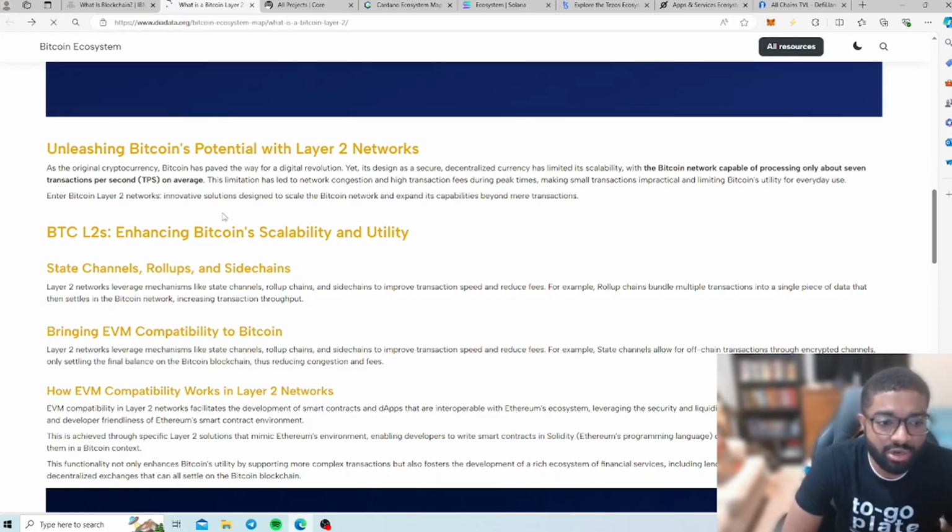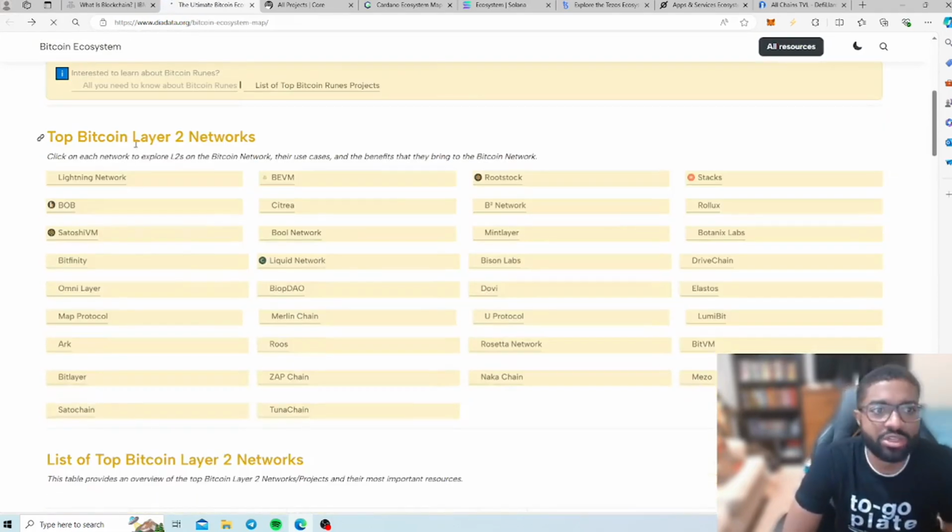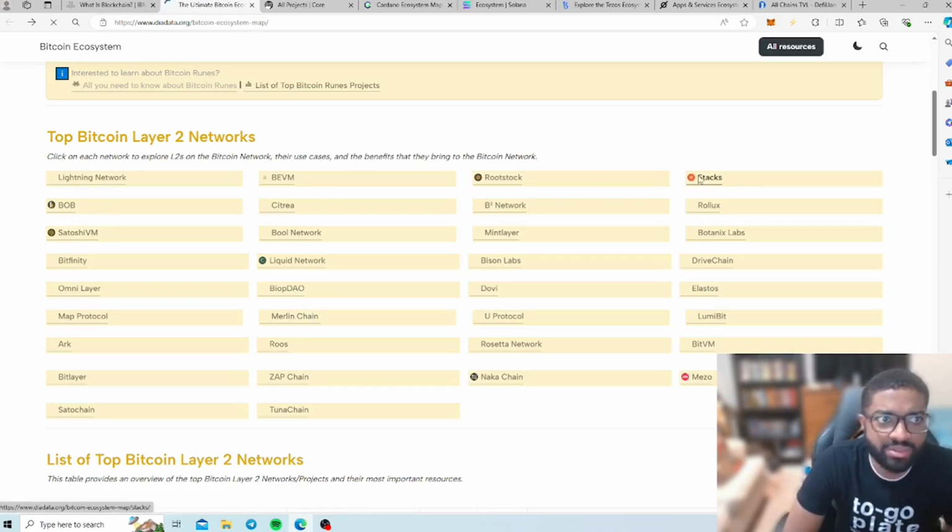So let's go back to the ecosystem, and it'll show these layer 2 Bitcoin networks. These are all the networks you can look into. I know I'm involved in Stacks. There are some other ones like BLB. They have Merlin Chain. So these are individual ones that you can look up.